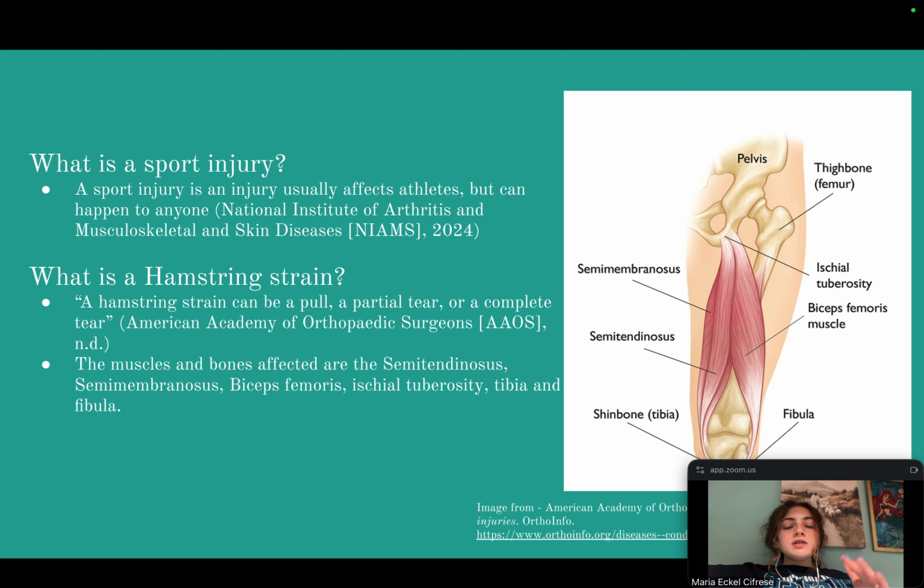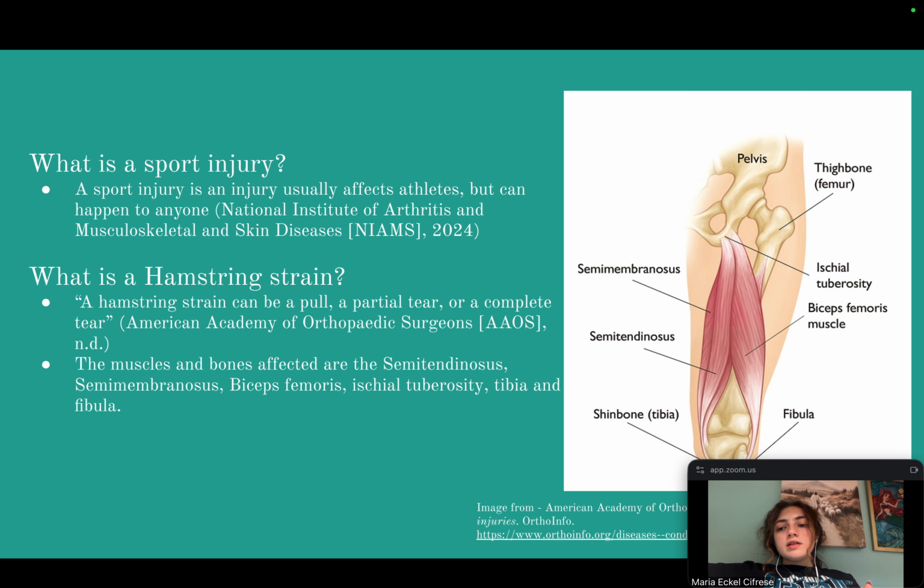Specifically, I'm going to be discussing hamstring strains. So, what are those? According to the American Academy of Orthopedic Surgeons, the AAOS, a hamstring strain can be a pull, a partial tear, or a complete tear. They go on to state that they are most common in sports that involve sprinting, and that muscle strains are graded based on their severity. A grade 1 strain is mild and heals fairly quickly, whereas a grade 3 strain is a complete tear and can take months to heal.